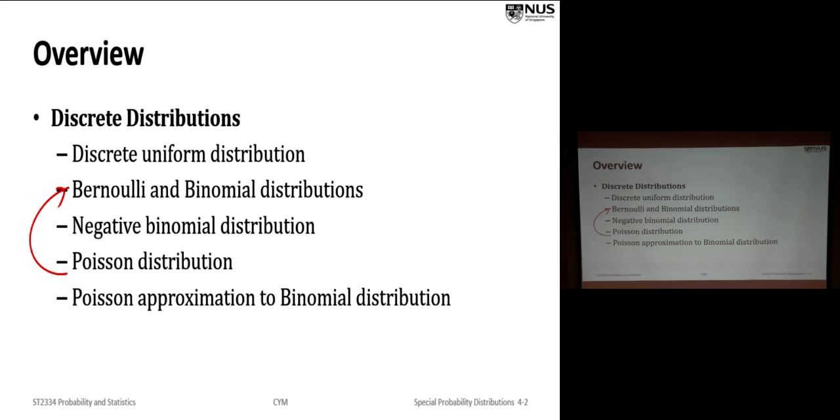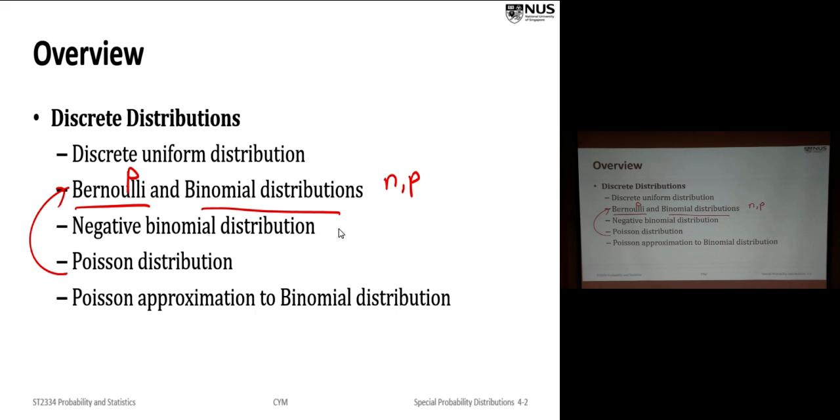Secondly, how does it behave? Usually the distribution will be described by some unknown constants, which we call parameters. For example, the Bernoulli distribution depends on a parameter called P, which is the probability of success. Binomial has two parameters. One is the number of trials. The other one is the probability of success.